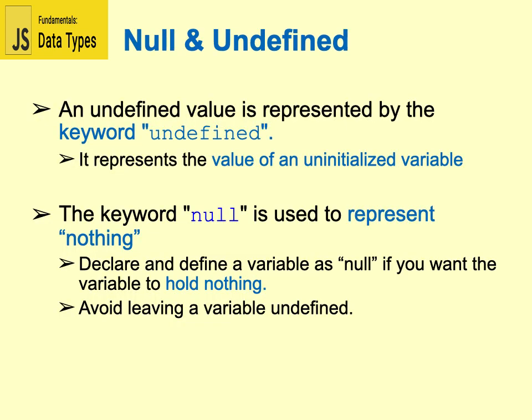Now, null and undefined. What are the differences between null and undefined? An undefined value is represented by the keyword undefined. It represents the value of an uninitialized variable. We already discussed, suppose a variable is not initialized, then that will return undefined. Undefined is the value. The keyword null is used to represent nothing.